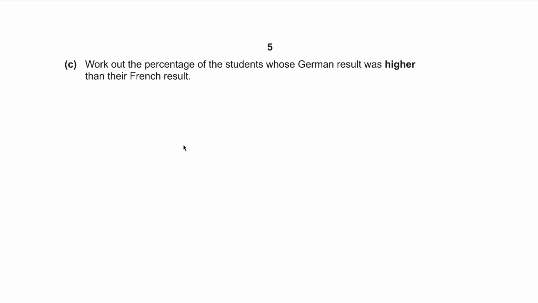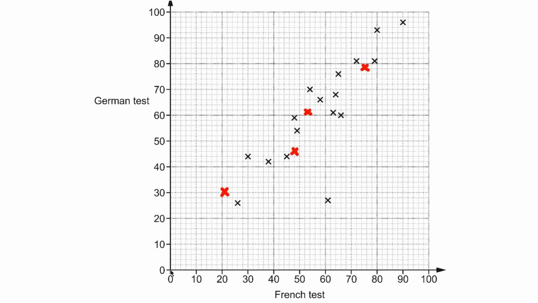Well, if the German results are equal to the French results, then we would have to draw the line of y equals x, and anything above the line y equals x would indicate the students did better in German than in French. So let's draw the line y equals x. Now we need to count how many students did better in German than in French. That's everything above this line.